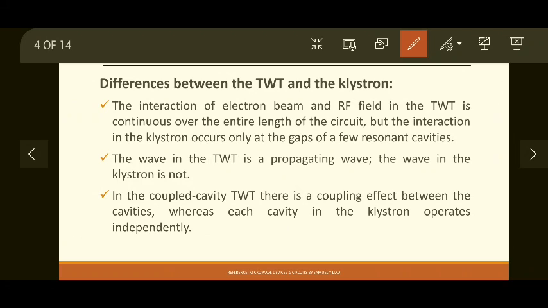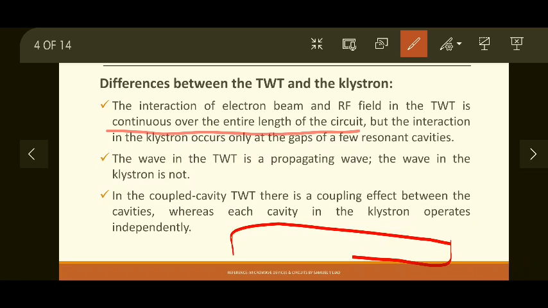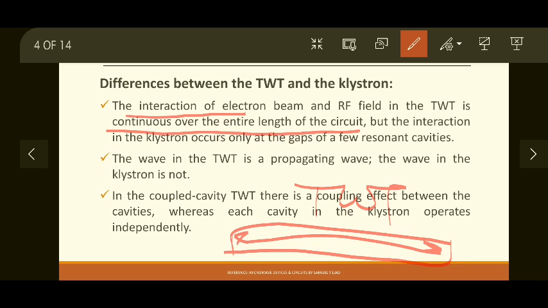The interaction of electron beam and RF field in TWT is continuous over the entire length of a circuit. So if the length of a circuit or length of a tube is like this, over entire length this interaction will happen. That is in TWT. But in klystron, interaction occurs only at the gaps of resonant cavities.